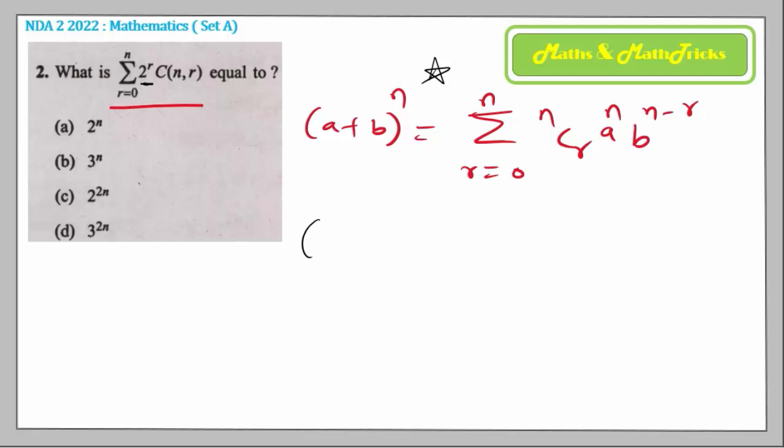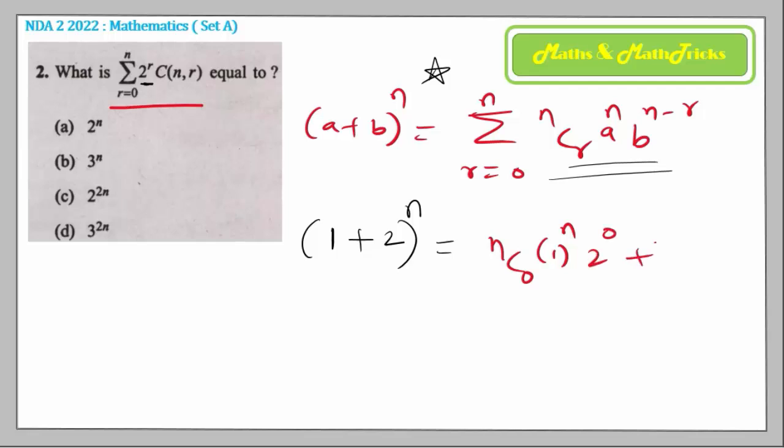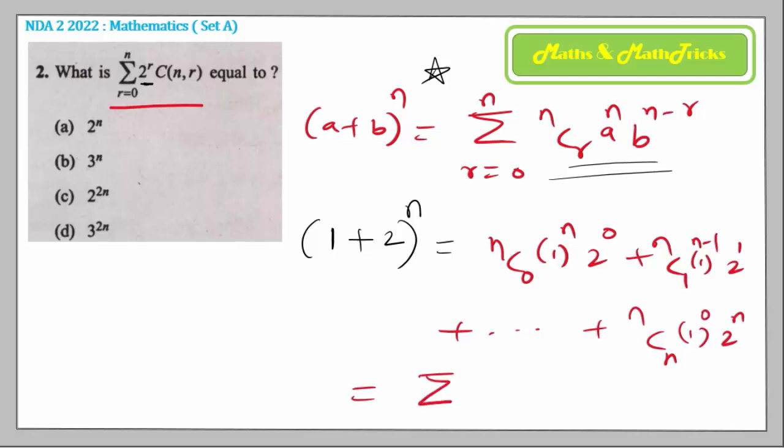So to get the target 2 power r, I am setting a as 1 and b as 2. Now 1 plus 2 the whole power n, if I expand it, goes as nC0 1 power n 2 power 0, then nC1 1 power n minus 1, 2 power 1, and so on. The last term will be nCn 1 to the power 0 and 2 to the power n. So you see that this is nothing but the RHS.